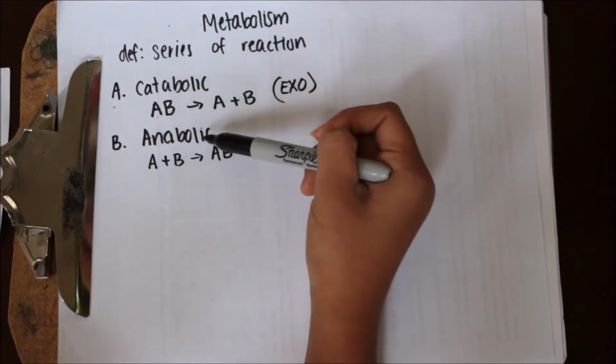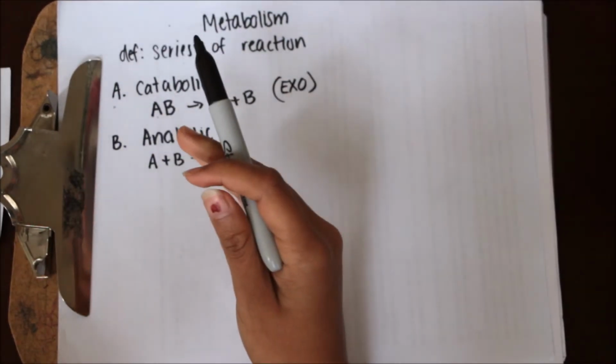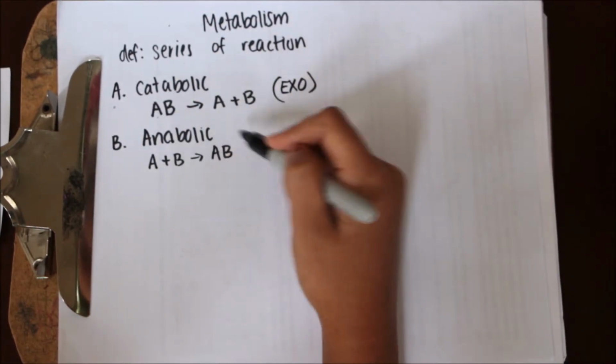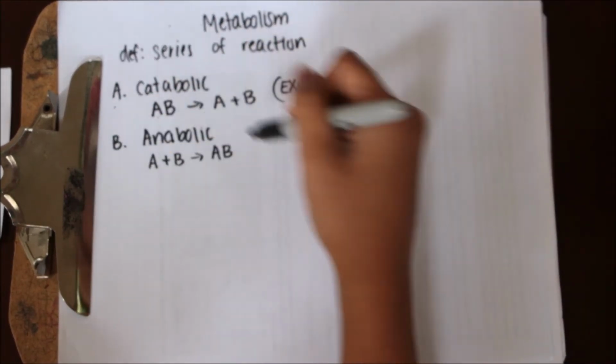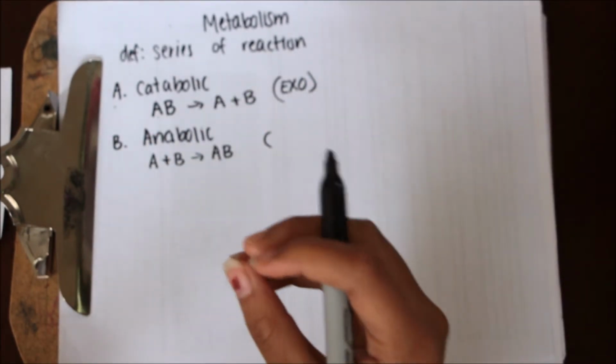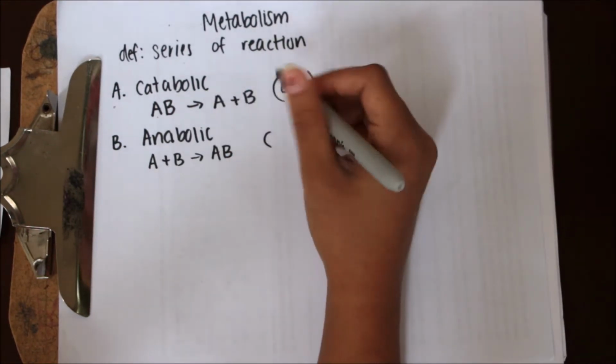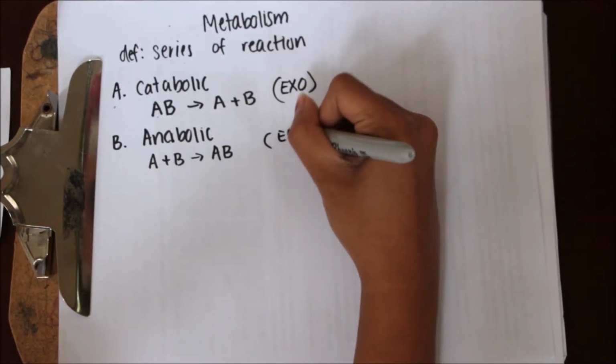Now the exact opposite in anabolic. You have stable, low energy molecules turning into a large, unstable, high energy compound. And when I say unstable, I mean it's less stable than before, not necessarily unstable. So here, this is always endothermic.